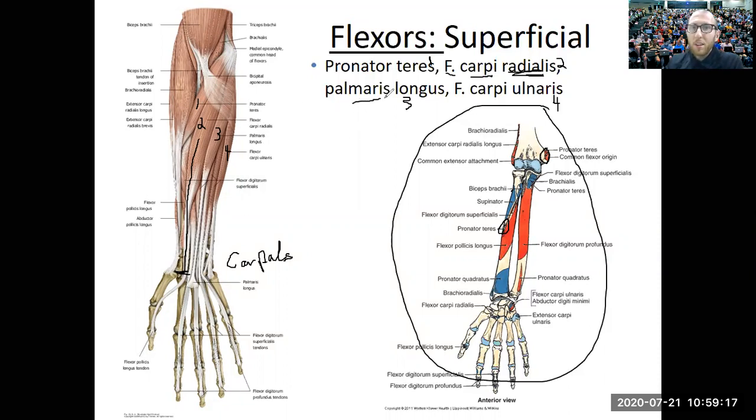Same thing with the palmaris longus and the flexor carpi ulnaris. The ulnaris is just the opposite of the radialis. It's on the ulnar side, number 4 right here, travels down, stops at the carpals. The palmaris longus is the one that we said is not seen in everybody, but it's going to be the one right in the middle, and it's going to stop, same thing, right on the wrist, similar to the other muscles.